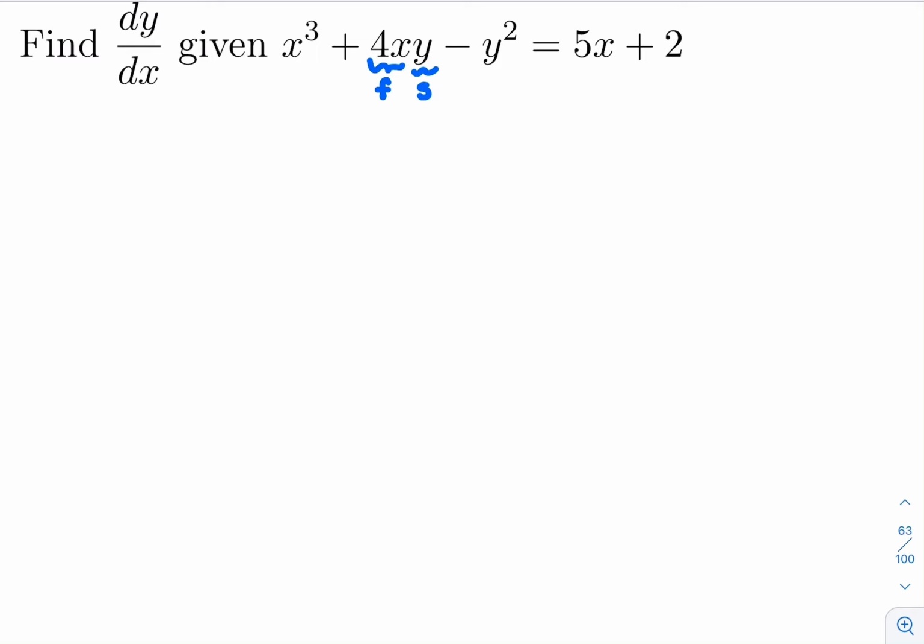So the derivative of x cubed is 3x squared. It's not a derivative of a y term, so it does not need a dy/dx. Now for the product rule, the derivative of 4x is 4. There's the derivative of the first, which gets multiplied by the original second. All we did was take the derivative of 4x, so this does not get a dy/dx.